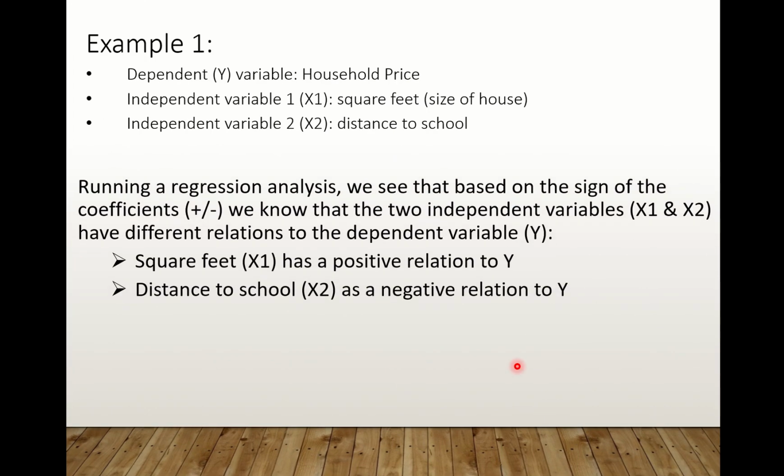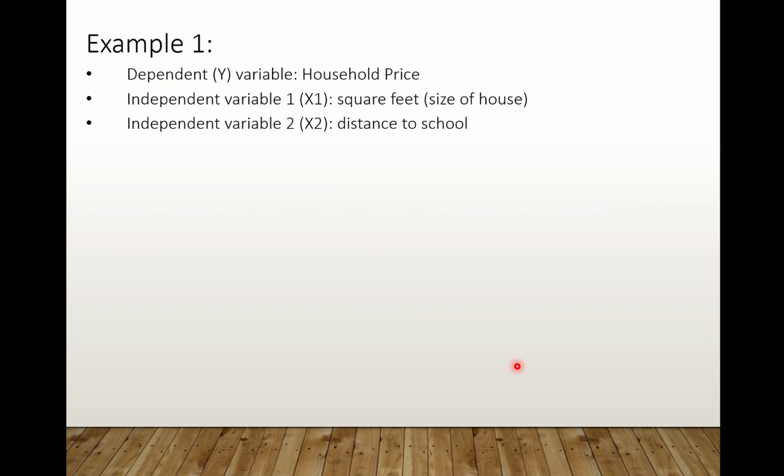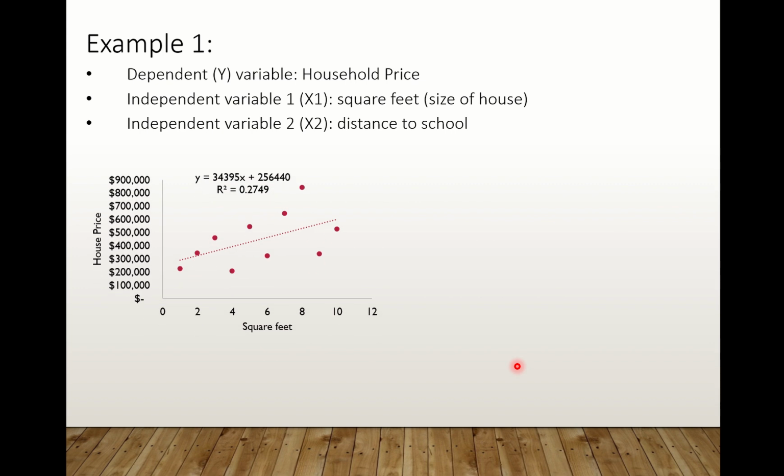There's our two variables, right? So we do the regression analysis, and we'll see that square footage has a positive relation to house price, which makes sense. The bigger the house, on average, tends to increase the house price. And then we have a negative relationship between house price and distance to school, which makes sense because people usually want their houses, everything else being equal, closer to the school.